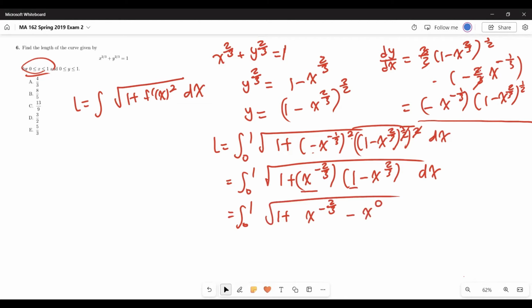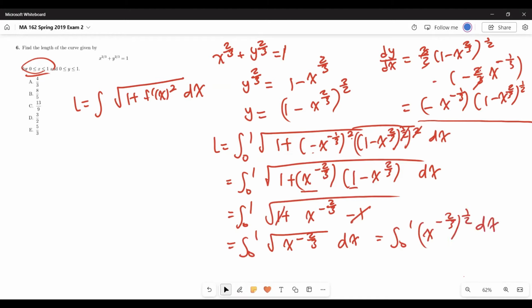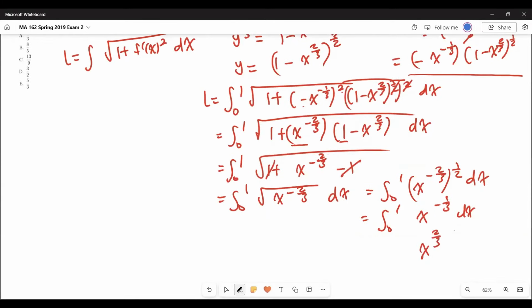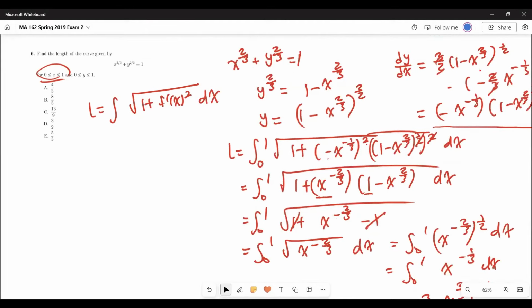So something to the power of 0 is just 1, so it's simply negative 1. And negative 1 and 1 can be cancelled out. So it's going to be the integral from 0 to 1 of square root of x to the negative 2 over 3 dx. You can write square root as 1 half, so you can write it as x to the negative 2 over 3, to the 1 half dx. So 0 to 1 of x to the negative 1 third dx. So this just becomes x to the 2 over 3, times 3 over 2, from 0 to 1, so it's going to be 3 over 2. So the answer for this question is D.